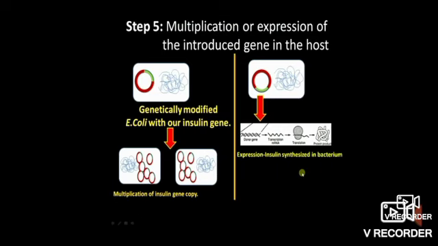So as I mentioned in the first slide, our intention is to make as many copies of that particular gene, or make that gene product to be synthesized inside the bacteria. Now concentrate only on the left side. So now we have genetically modified E. coli with our insulin gene. And these plasmids will replicate inside the host. And these bacteria will also replicate, making millions of copies of this particular gene. So our first intention is achieved. We have our gene of interest produced in millions of numbers.